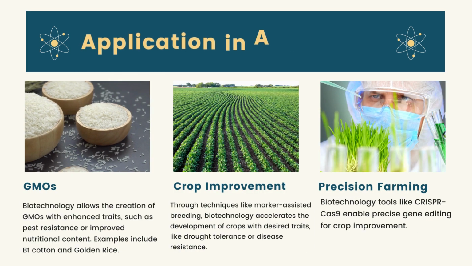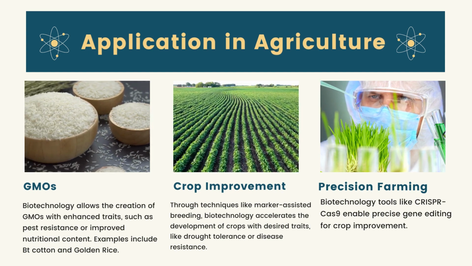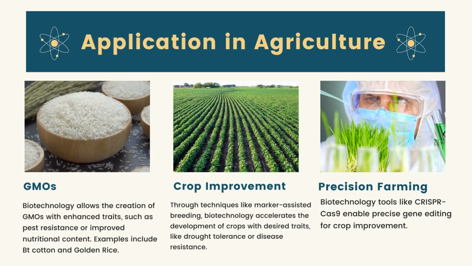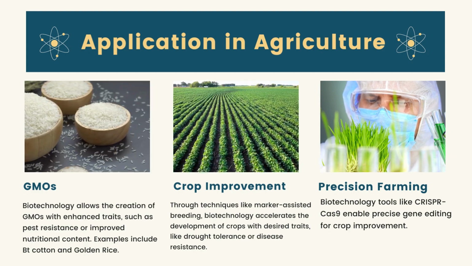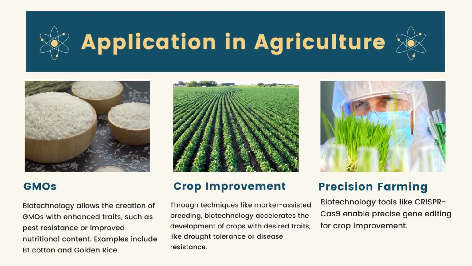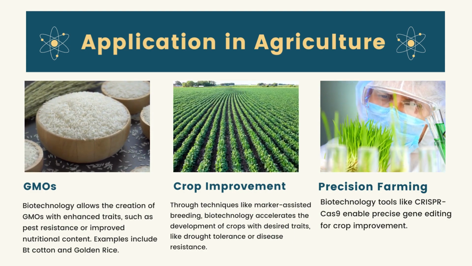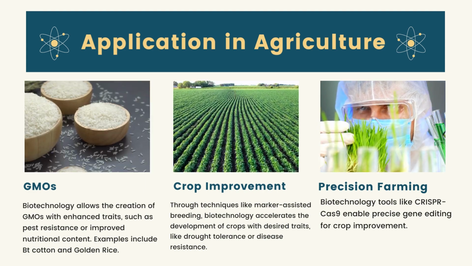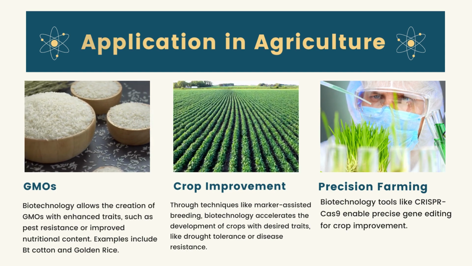In agriculture, there are genetically modified organisms that allow the creation of GMOs with enhanced traits, such as pest resistance or improved nutritional content. Examples include Bt cotton and golden rice. Crop improvement, through which techniques like marker-assisted breeding, biotechnology accelerates the development of crops with desired traits like drought tolerance or disease resistance. And precision farming, in which tools like CRISPR-Cas9 enable precise gene editing for crop improvement.